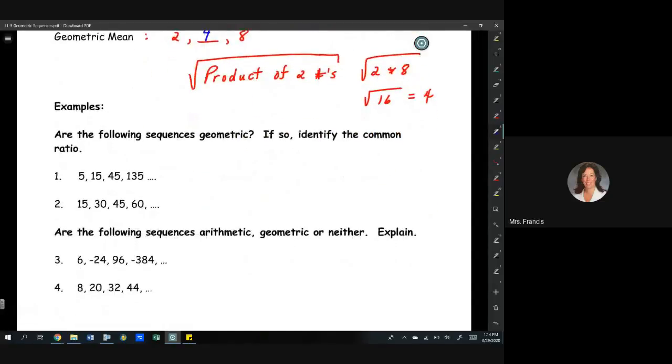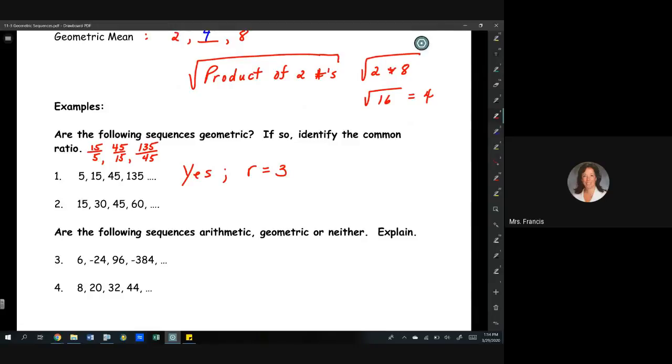So it says, for the following examples, determine whether or not they're geometric. So we just want to look at the ratio between all the terms that we have and see if we get the same value. So we've got 15 divided by 5. We've got 45 divided by 15. We've got 135 divided by 45. All of those ratios equal 3. 15 divided by 5 is 3. 45 divided by 15 is 3. And so forth. So yes, this is geometric, and our common ratio is equal to 3.